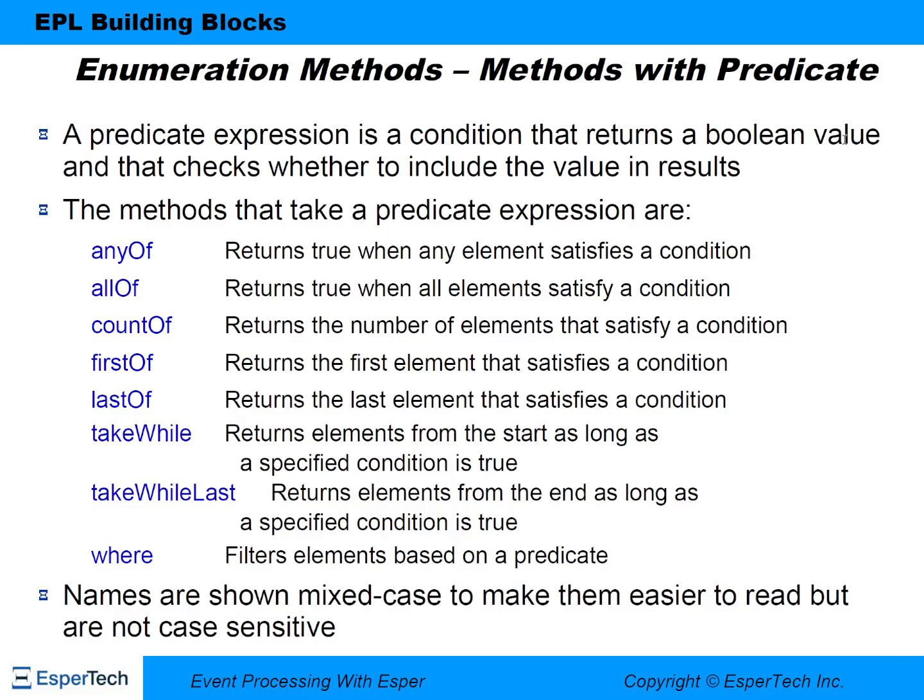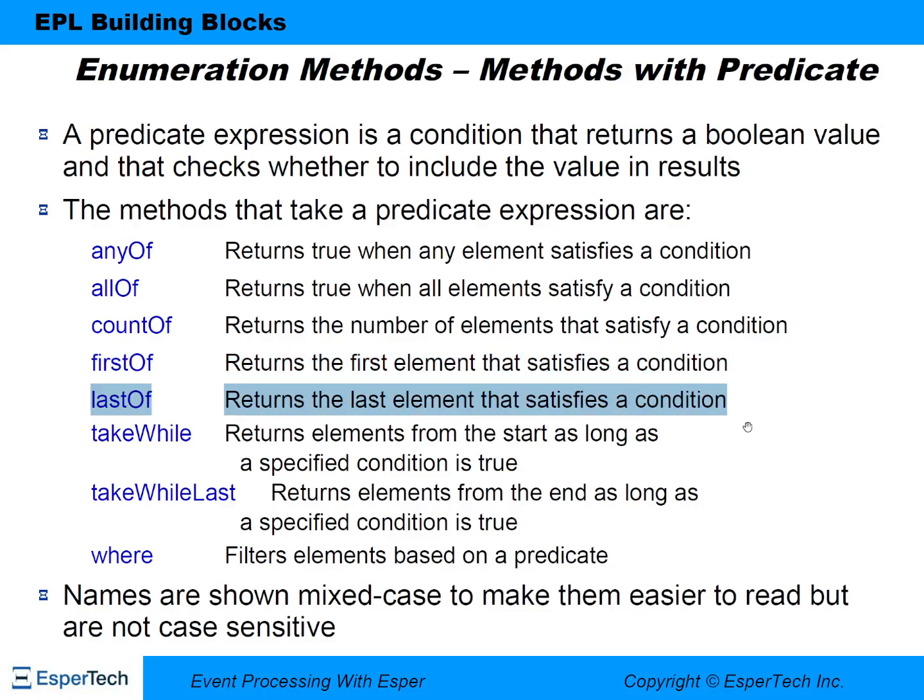A predicate expression is a condition that returns a Boolean value and that checks whether to include the value in results. The methods that take a predicate expression are: the anyOf method returns true when any element satisfies a condition. The allOf method returns true when all elements satisfy a condition. The countOf method returns the number of elements that satisfy a condition. The firstOf method returns the first element that satisfies a condition.